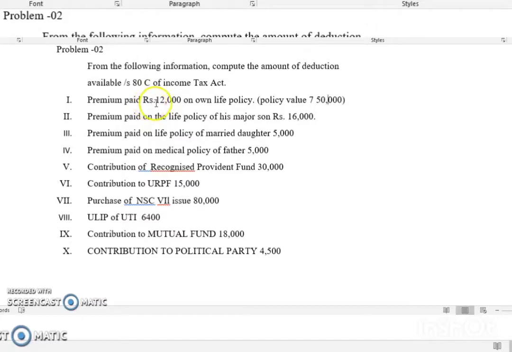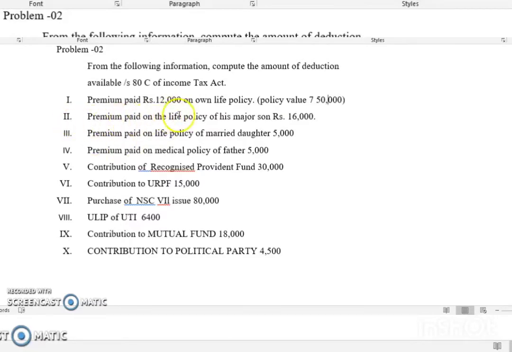So here which value do we have to consider, 12,000 or 7,50,000? I told you, when there is a premium as well as a policy amount, we have to consider 10% of the policy or the premium. So here it is 12,000 or 75,000. 10% of 7,50,000 is 75,000. So the lowest will be 12,000. 12,000 we are going to consider.